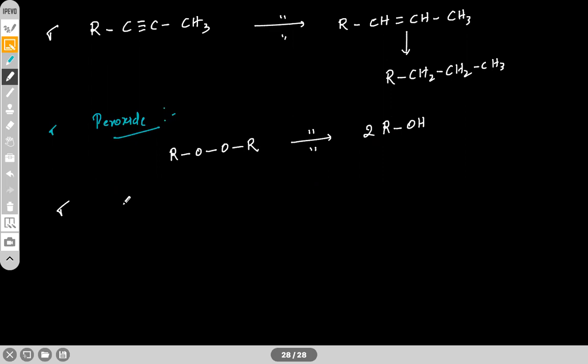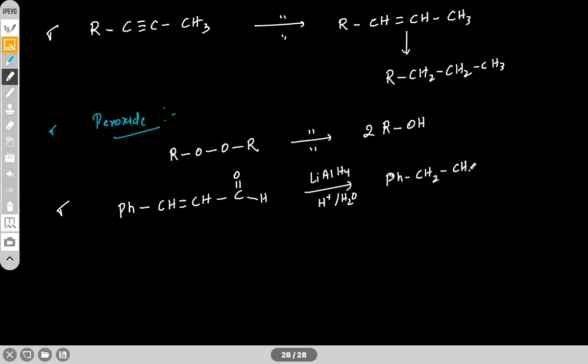Right. If a double bond is present in conjugation, this is the product we get. The double bond gets reduced when it is in conjugation like this. Here the aldehyde will reduce into alcohol, fine. But this double bond will get reduced when it is in conjugation.